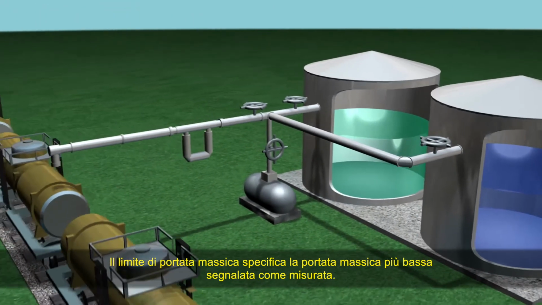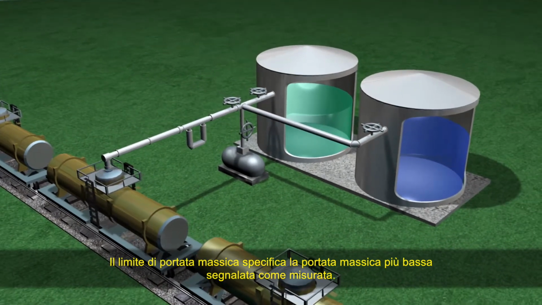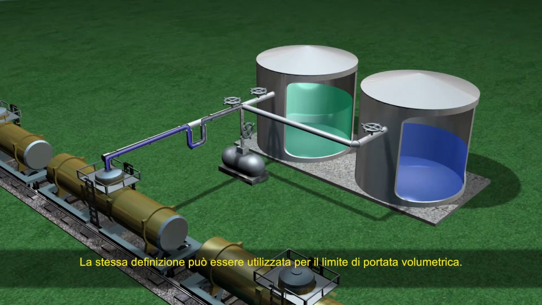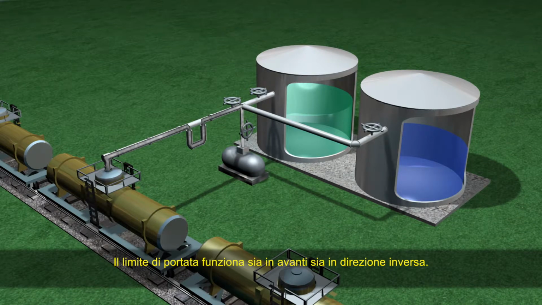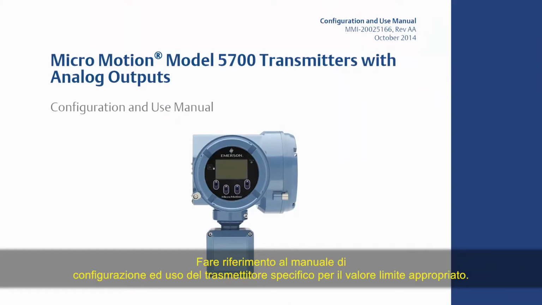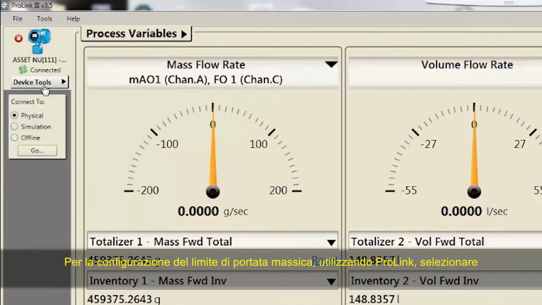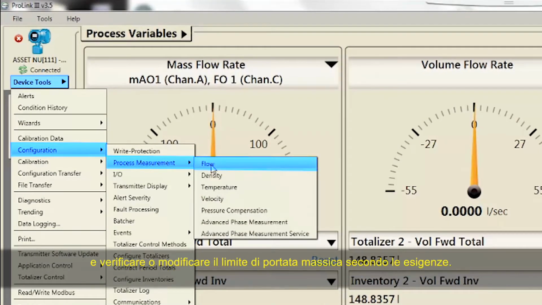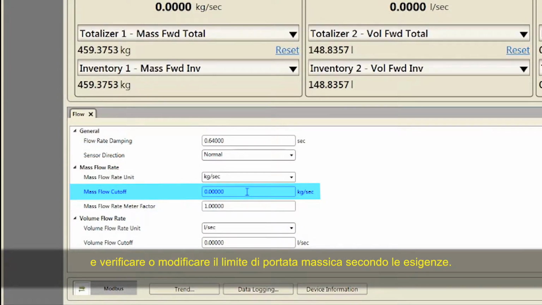Mass Flow Cutoff specifies the lowest mass flow rate that will be reported as measured. All mass flow rates below this cutoff will be reported as 0. The same definition can be used for Volume Flow Cutoff. Flow cutoff works in both the forward and reverse direction. The mass flow cutoff should never be set to 0. Refer to your specific transmitter configuration and use manual for proper cutoff value. For configuring mass flow cutoff using ProLink, select Device Tools, Configuration, Process Measurement, Flow, and verify or change the mass flow cutoff as necessary.